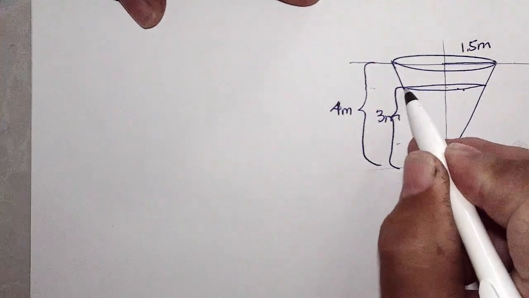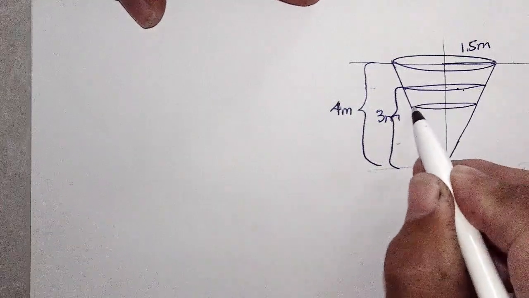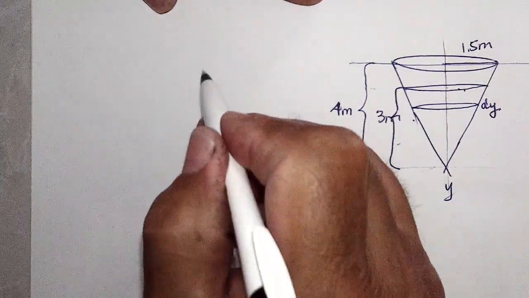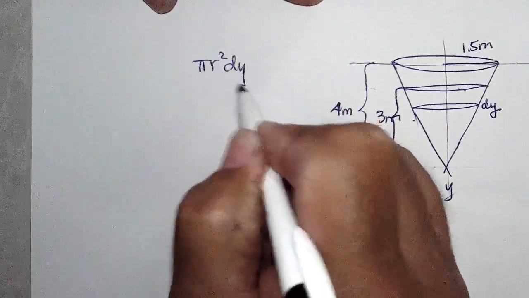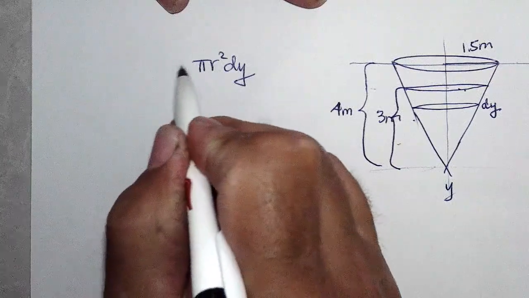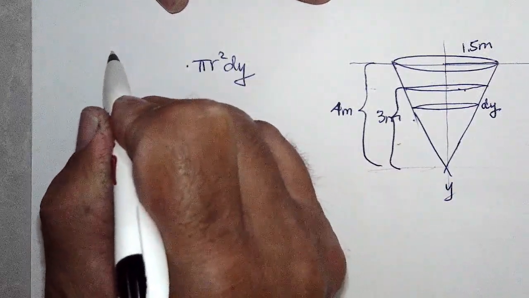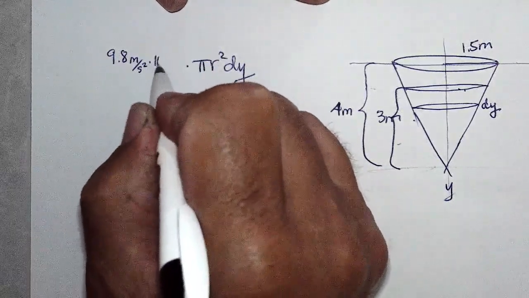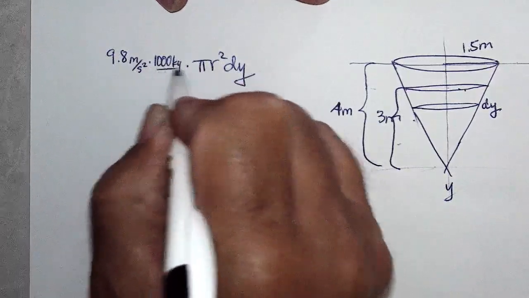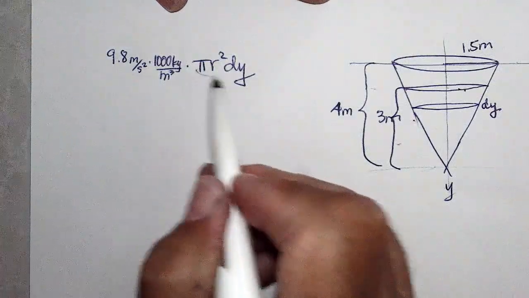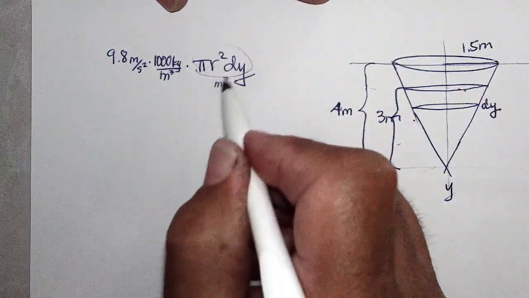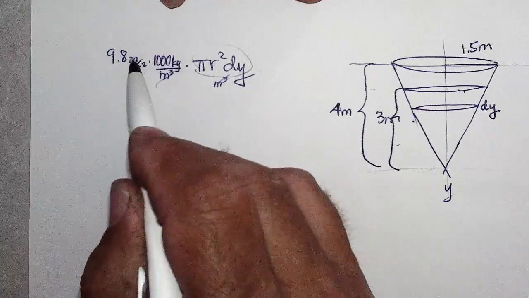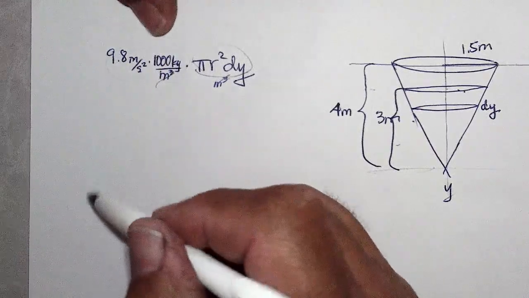Okay, so we're going to take a slice of this, and this could be any old slice in here, and its thickness is in the y direction, so it's dy. Its volume is pi r squared dy. And we take that times the weight density, which is 9.8 meters per second squared, times mass density, 1,000 kilograms per meter cubed. And this has units of meter cubed, so the meter cubes cancel, and we get mass times acceleration, which is a force or a weight.